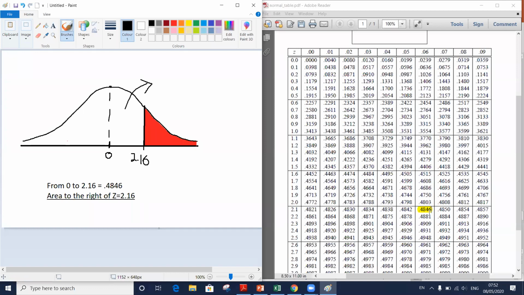It should be 0.4846. What we need to do?